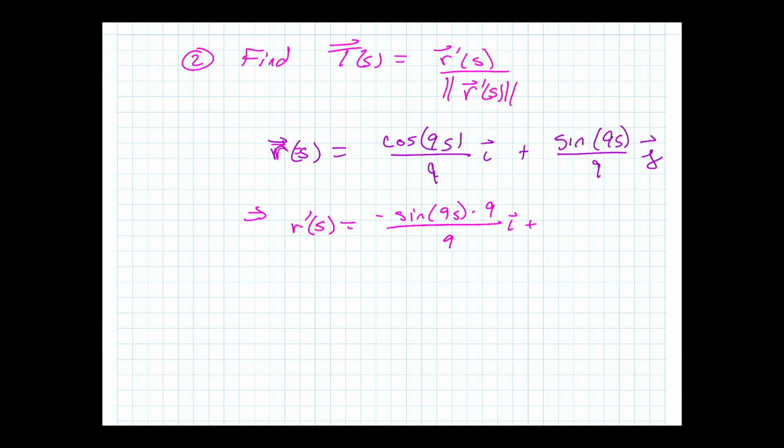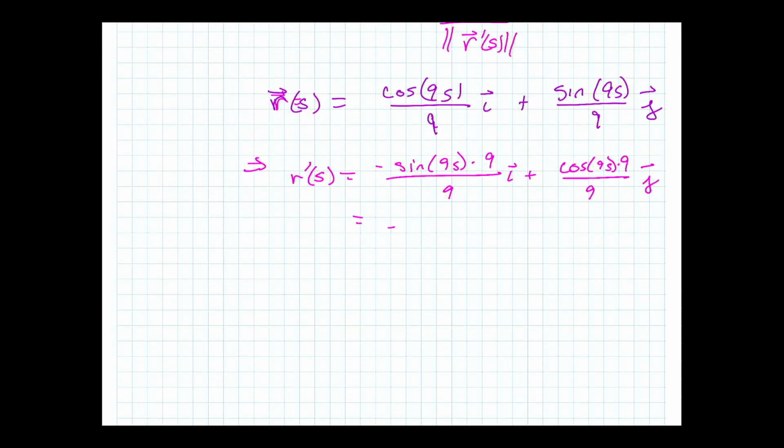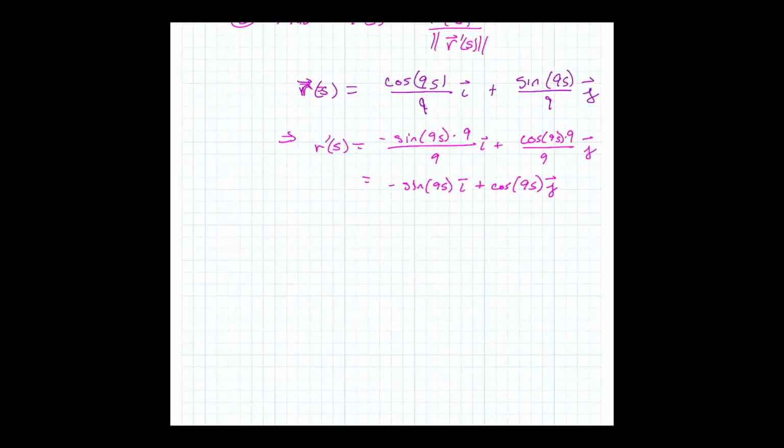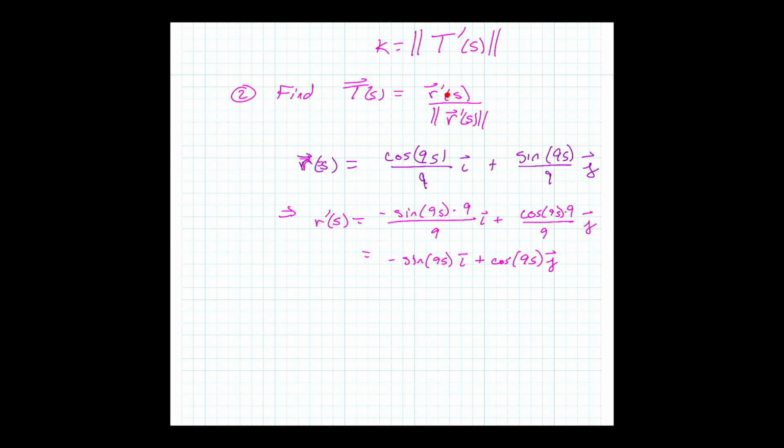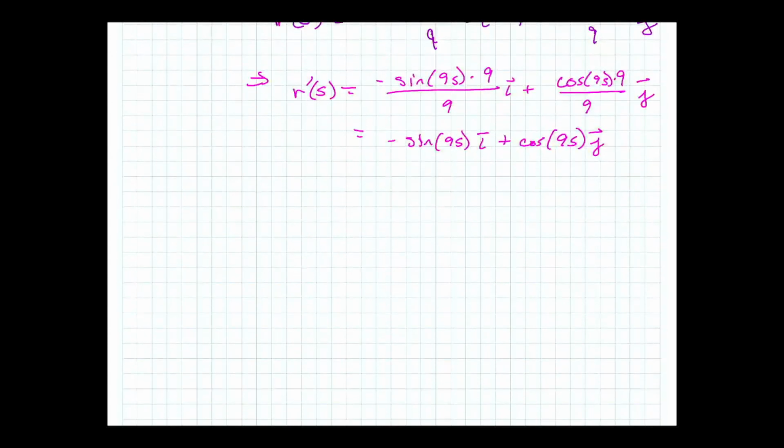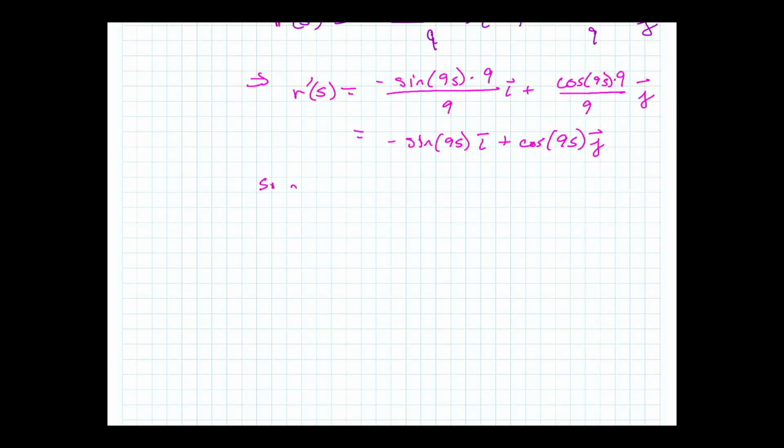Then for the derivative of sine 9s, it's going to be cosine 9s. Chain rule says multiply by 9 for 9j. So we simply get negative sine 9s i plus cosine 9s j. So we have that. Then we need to divide that by its own magnitude. So we have T of s is r prime over magnitude r prime.